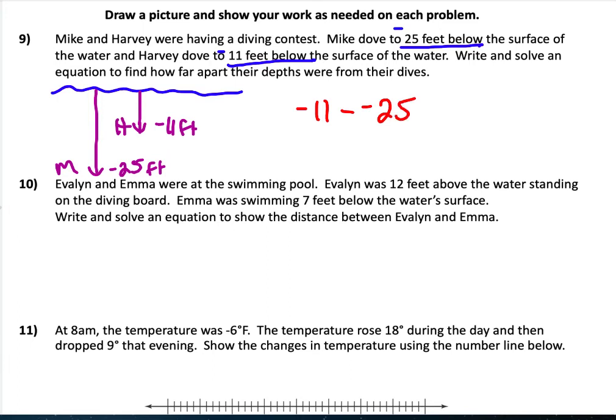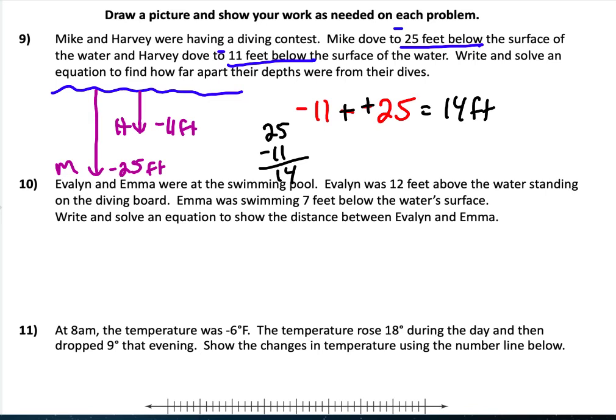And here's the key. Yes, we're subtracting, but we're subtracting a negative number. So think about what we just did on the front side. When you're subtracting a negative, we change it to adding the opposite, which is really a positive 25. Negative 11 plus positive 25. They have different signs, so we subtract. 25 minus 11 is 14. So they are 14 feet away from each other.